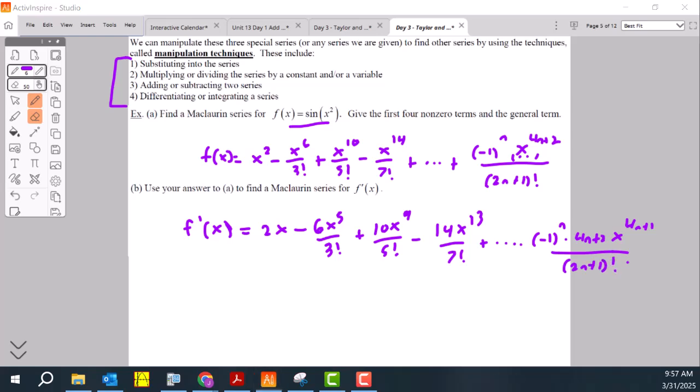Okay, and we should simplify these. So 6x to the 5th over 3 factorial just simplifies down to x to the 5th. 10x to the 9th over 5 factorial simplifies to x to the 9th over 12. And then anything bigger than 5 factorial, we usually don't need to simplify.